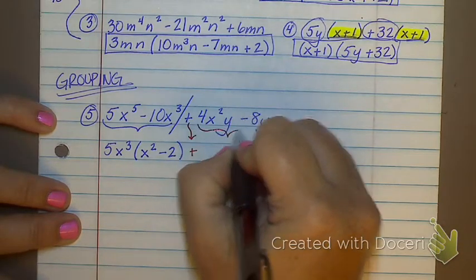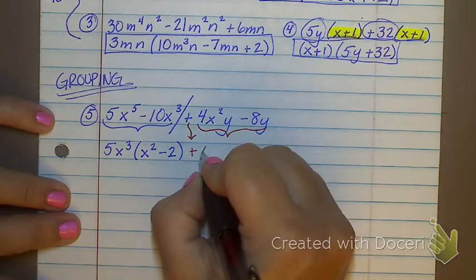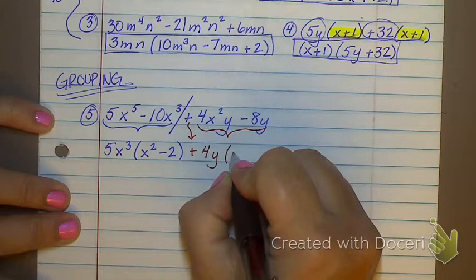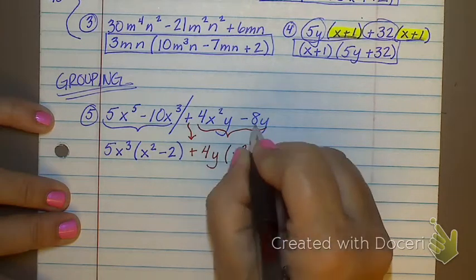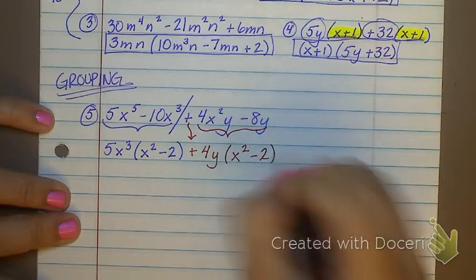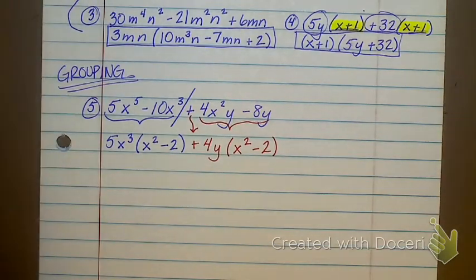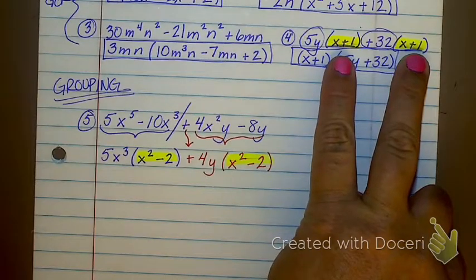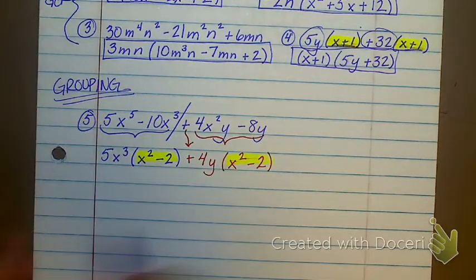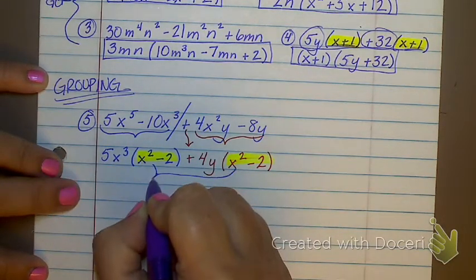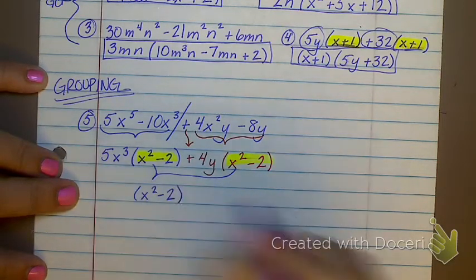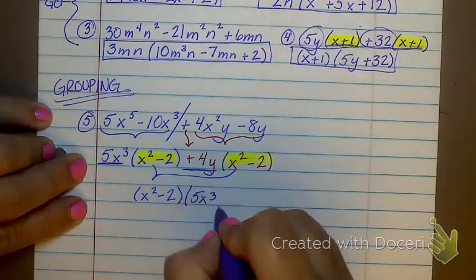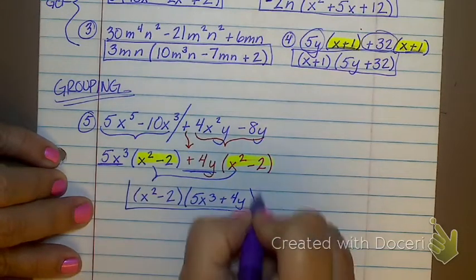And then I'm going to do the same thing over here. What do these two have in common? 4. What else? What's left inside? 4y times what is 4x squared y? X squared. And 4y times what is negative 8y? Do you notice anything that happened here? What do you notice? That's kind of like what happened up here, right? So this is going to show me how I write my answer. The x squared minus 2 and x squared minus 2, those are going to give me one of my 2 parentheses. And then what's my other parentheses? 5x cubed plus 4y. And that's my answer.